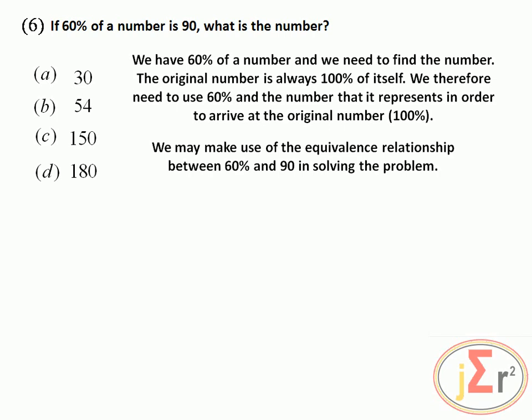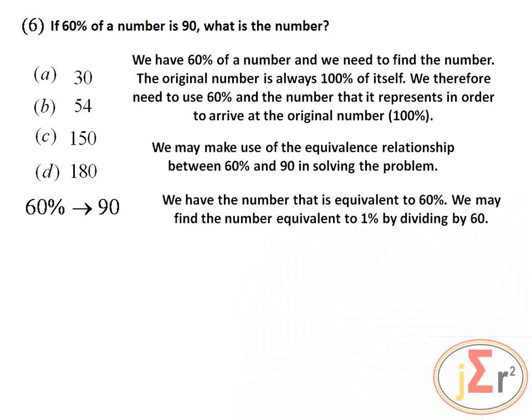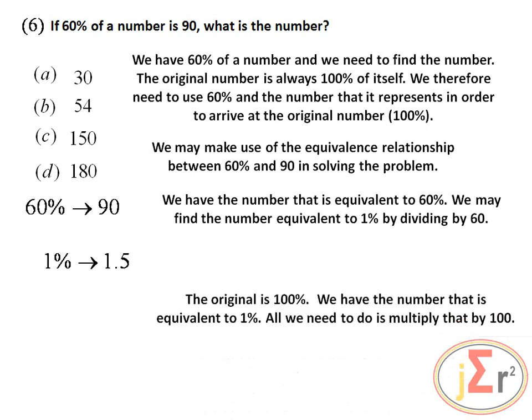So 60% is 90. What is 100%? So 60% is equivalent to 90. We have the number that is equivalent to 60%. We may find the number equivalent to 1% by dividing by 60. That is always a method that we use when we are working with equivalent relationships. So find 1%. 1% may be found by dividing 90 by 60. And 1% will be 1.5.